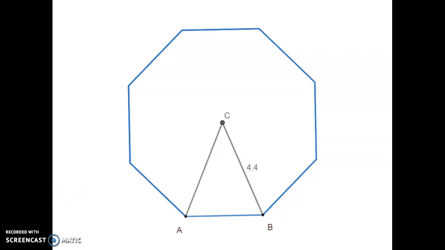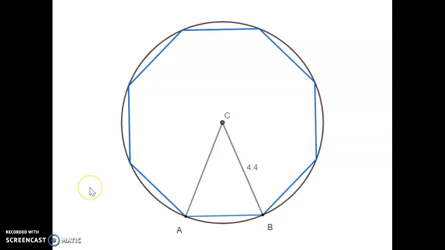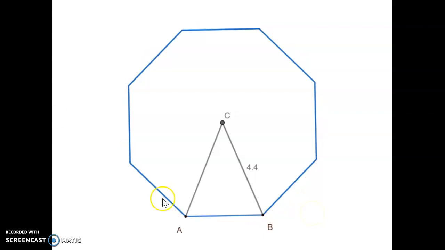And I can actually draw a circle around this. That circle has a center of C, and goes through the point. So CA is the radius of the circle, CB is also the radius. So you can see that this circle neatly passes through each one of the vertices of our regular octagon. So that's one type of circle that I can draw.